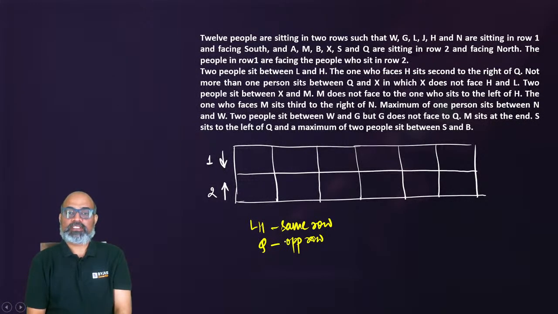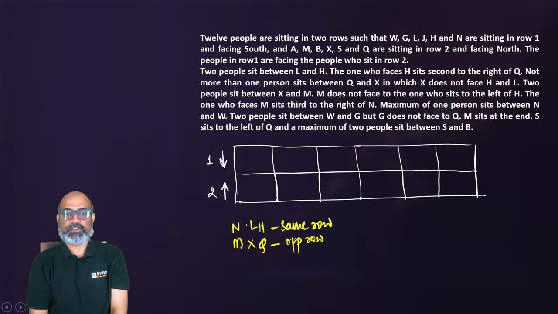Not more than one person sits between Q and X. So X turns out to be in the same row as Q, in which X does not face H and L. Fine, it's understood, right? They are opposite, but it's given that X does not face H and L. 2 people sit between X and M. So we are sure that X and M are in the same row. We don't know where to make them sit. M does not face the one who sits to the left of H. So we don't know who that guy is. The one who faces M sits third to the right of N. So that means N is definitely in the row opposite to him.